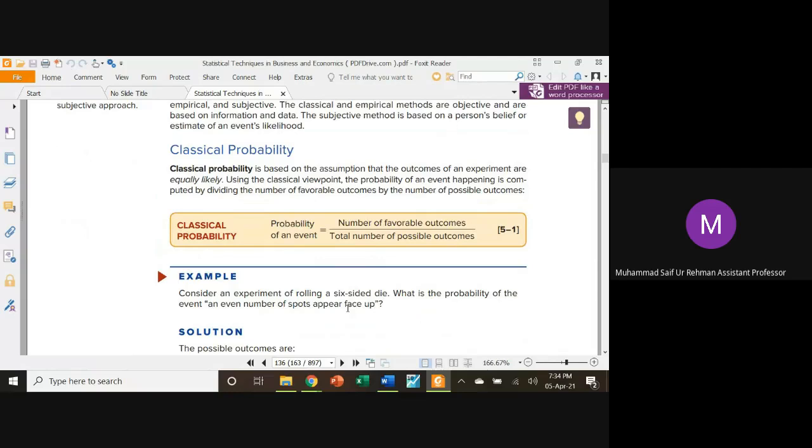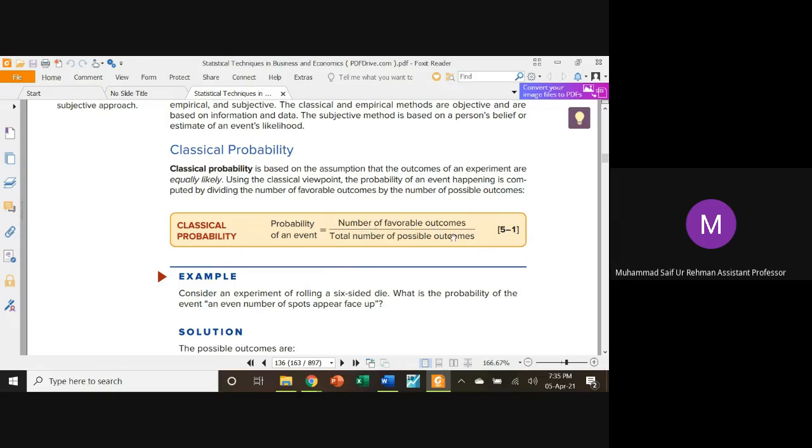So for classical probability, the formula is this: probability of an event is equal to number of favorable outcomes divided by total number of possible outcomes. So if you are going to toss a coin, for example, which probability type will this be? This will be the classical probability. And why is it classical probability? Because we know that there are total two possible outcomes, and out of two, there may be one favorable outcome in form of head or in form of tail.